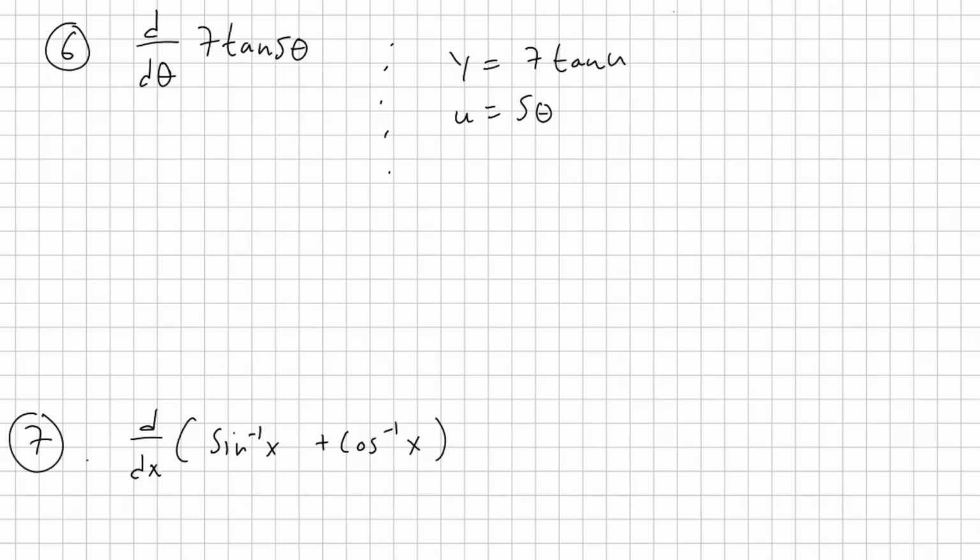So now what I want to do is take the derivative, which is d over d theta, of 5 theta. And then we're going to be multiplying it with the derivative of my 7 tan u.